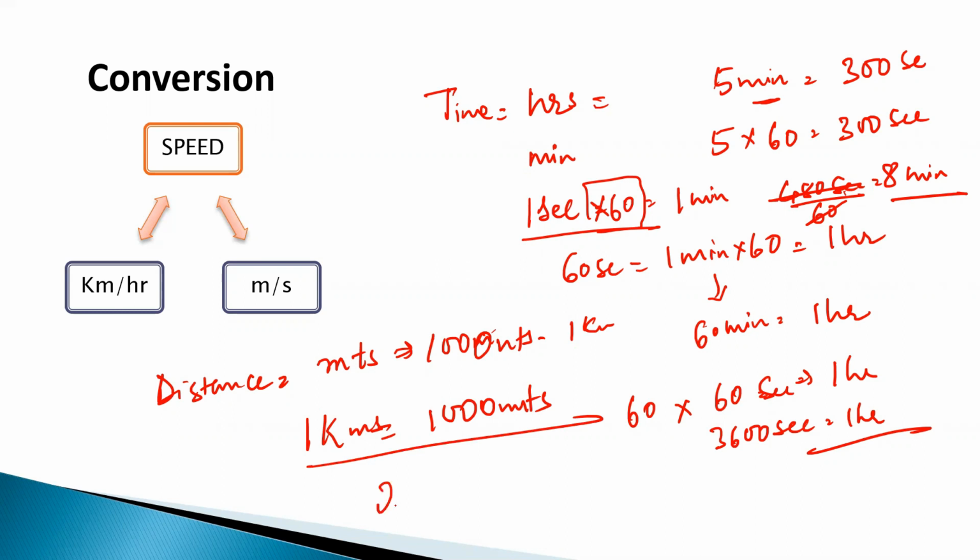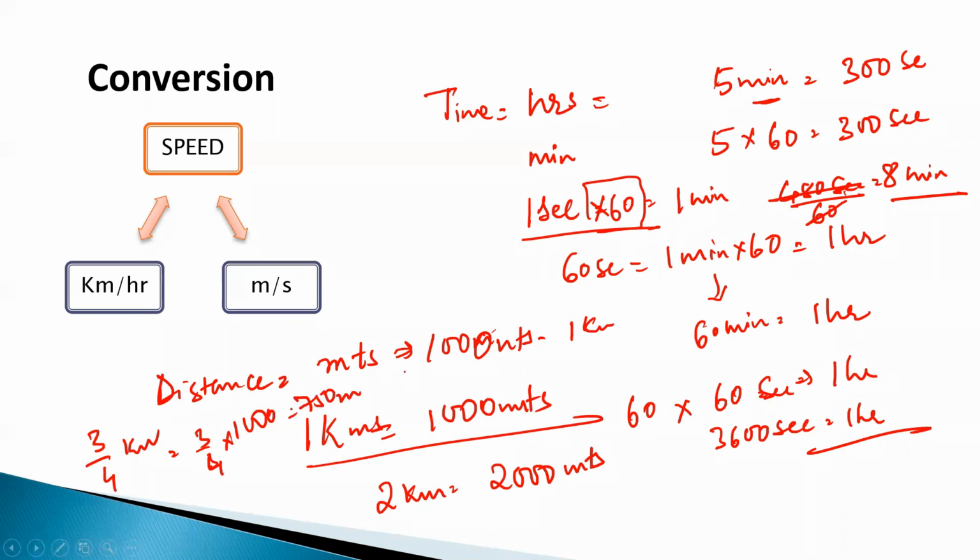So if I ask you, there are 2 kilometers, how many meters is it? 2,000 meters. If I say 3 by 4th kilometer, that means 3 by 4 into 1,000, that is nothing but 750 meters. So you now know the conversion of the distance, and you know the conversion of the time, from one unit to the other unit.